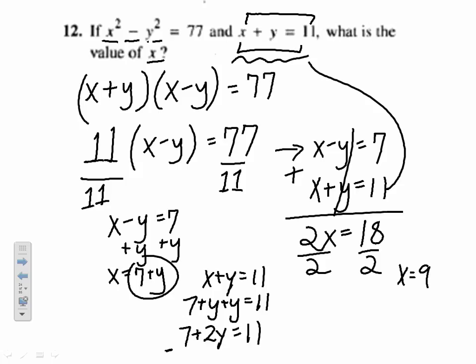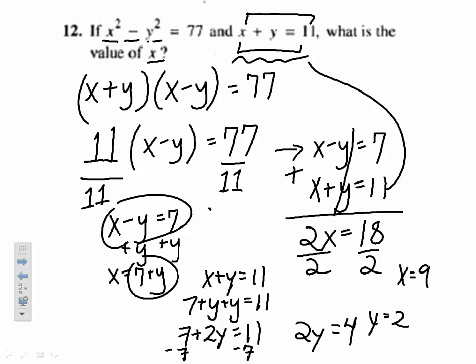And then you subtract 7. So you get 2y equals 4. This would give you that y is 2. And then you could just plug that in a lot of different spots. You could plug it in here: x minus 2 equals 7. Plus 2, plus 2. This would be x equals 9.